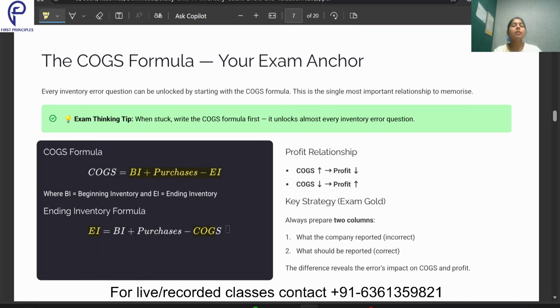Now, what is the relationship between cost of goods sold and profit? There is an inverse, an opposite relationship. If cost of goods sold is increasing, my profit will reduce. Why? Because in my income statement, from sales we reduce the cost of goods sold. If I am reducing a higher cost of goods sold, a lesser amount of profit will be left with me. I'll take one example for you guys.